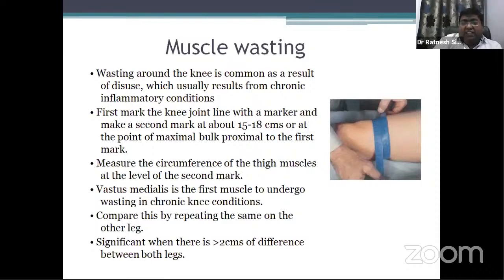Now measure the muscle wasting. Mark the joint line and mark a point 15 to 18 centimeters above the joint line over the thigh, on both sides, and measure it with a tape and compare with the other side. Any difference of more than 2 centimeters is significant. Muscle wasting you can see in chronic illness.